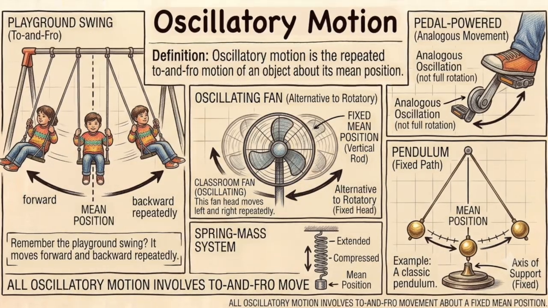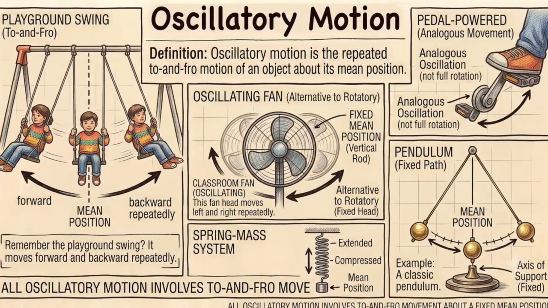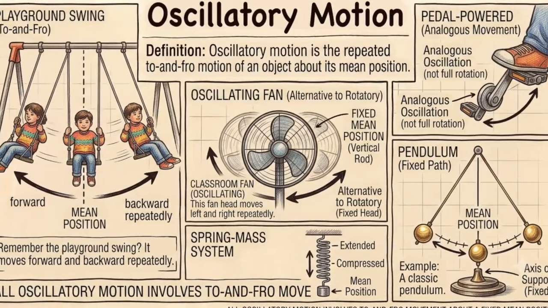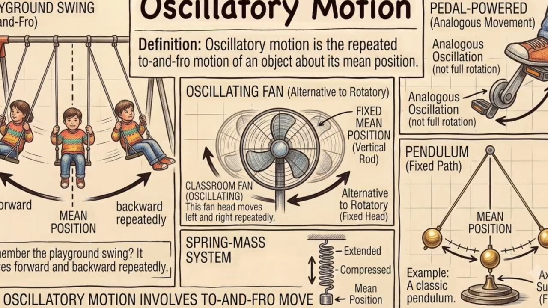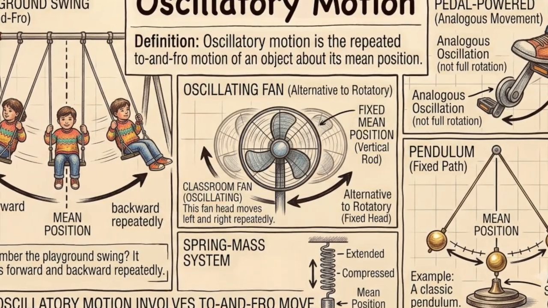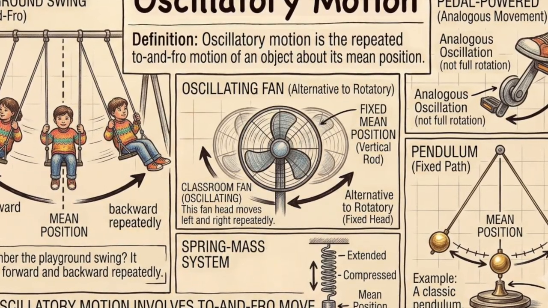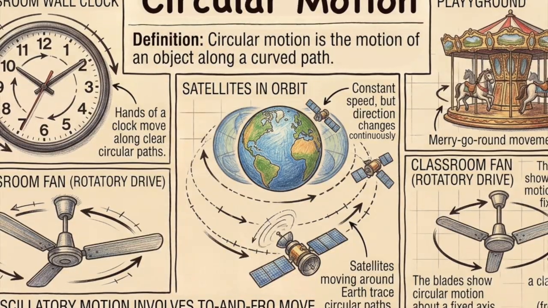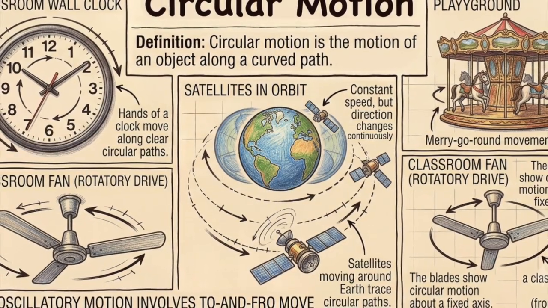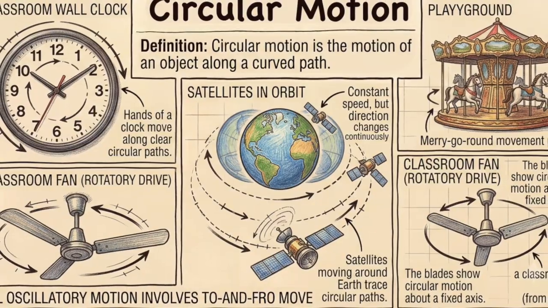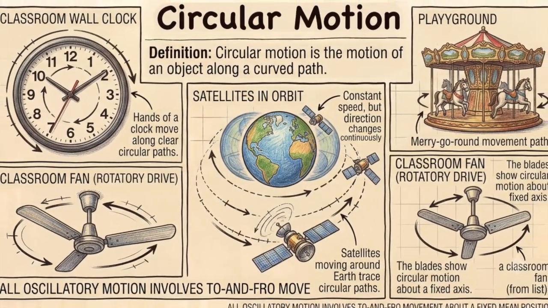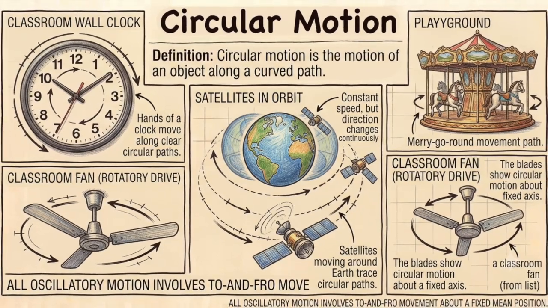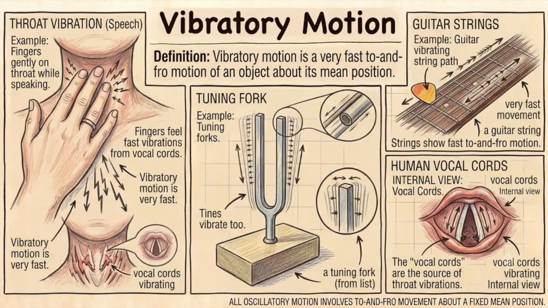Oscillatory motion. Oscillatory motion is the repeated to and fro motion of an object about its mean position. Remember the playground swing? It moves forward and backward repeatedly. A pendulum is another example. Circular motion. Circular motion is the motion of an object along a circular path. The hands of a clock, a merry-go-round, and satellites moving around the earth all show circular motion.